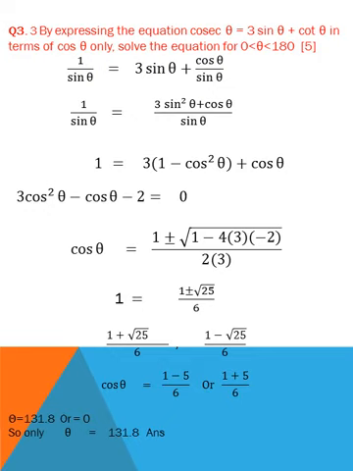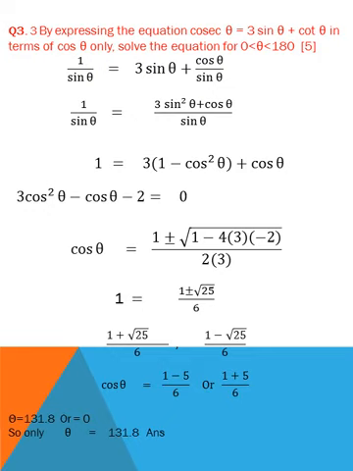I use the quadratic formula here. Cos theta is equal to minus b plus minus square root of b square minus 4ac over 2a. In this way I will find that cos theta is equal to 1 plus root 25 over 6, and 1 minus root 25 over 6. Cos theta is equal to minus 4 by 6 and 6 by 6. Theta is equal to cos inverse of minus 4 by 6. It means the angle lies in the second quadrant.